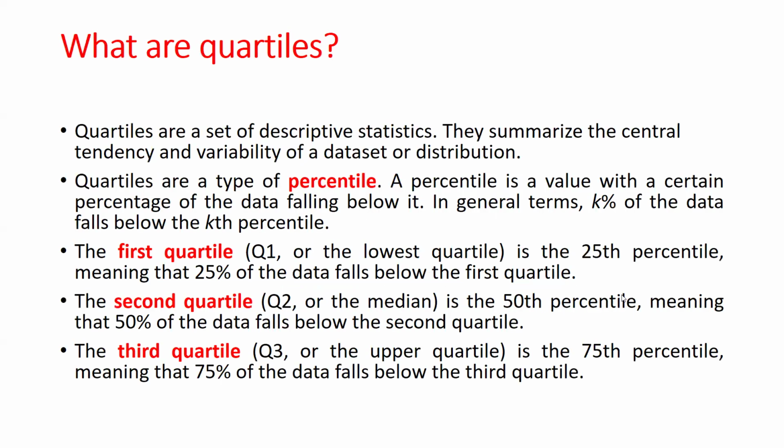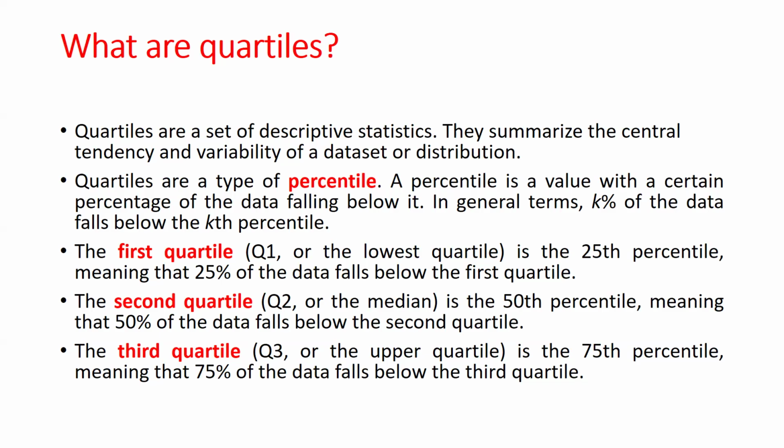So first of all, number one, we are talking about what is quartile. You have already seen we have divided a data set into quartiles like Q1, Q2, Q3, and Q4. So how are we dividing these quartiles and what is the meaning of these quartiles? Quartiles are a set of descriptive statistics. They summarize the central tendency and variability of a data set or distribution.